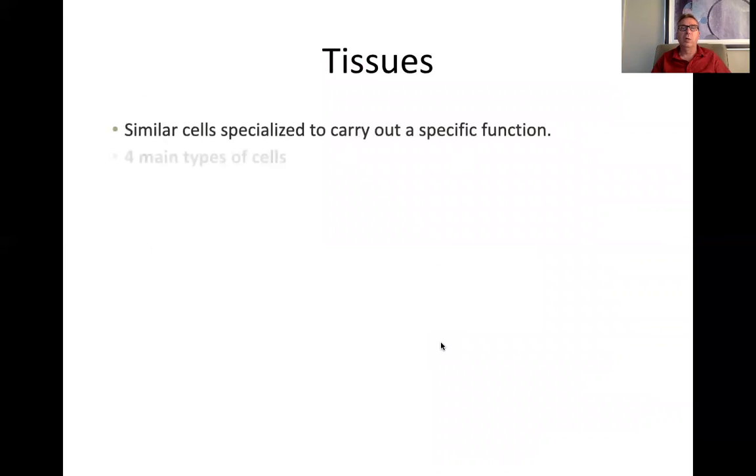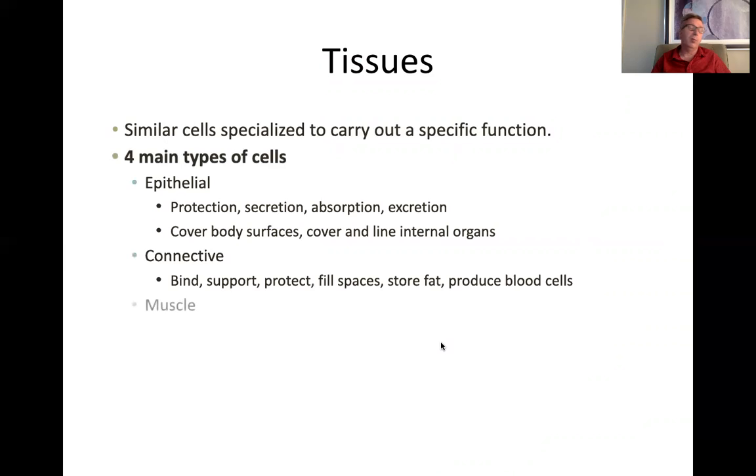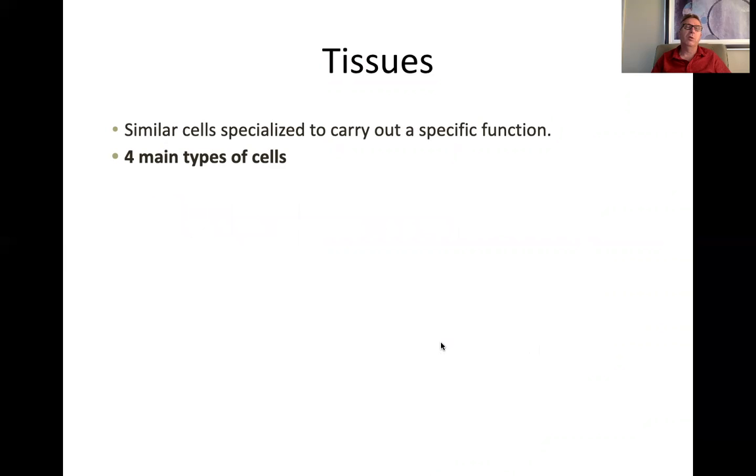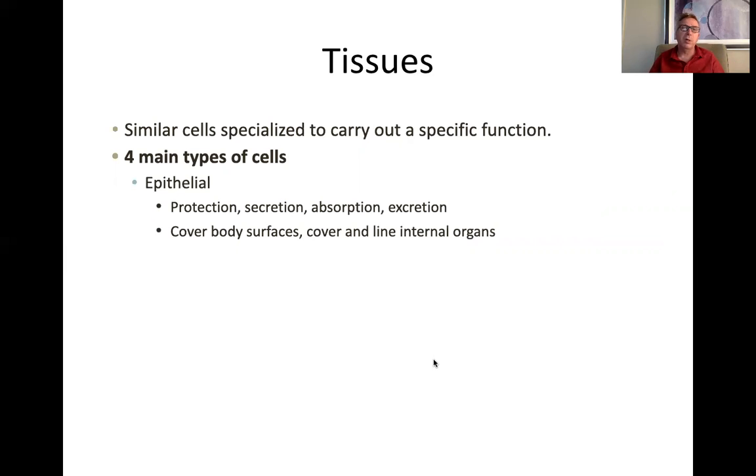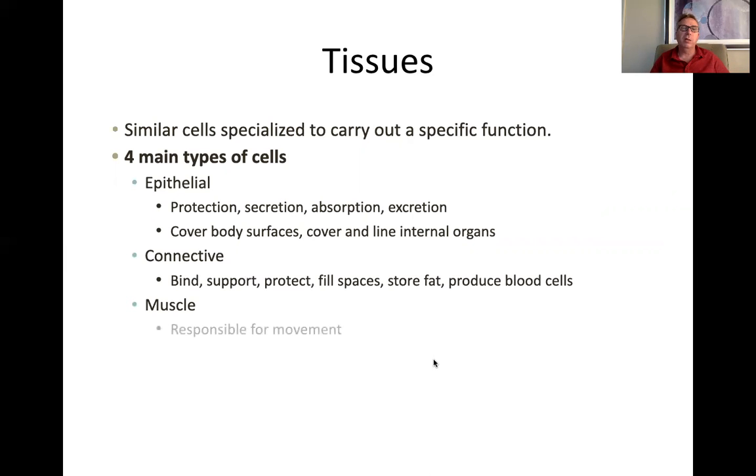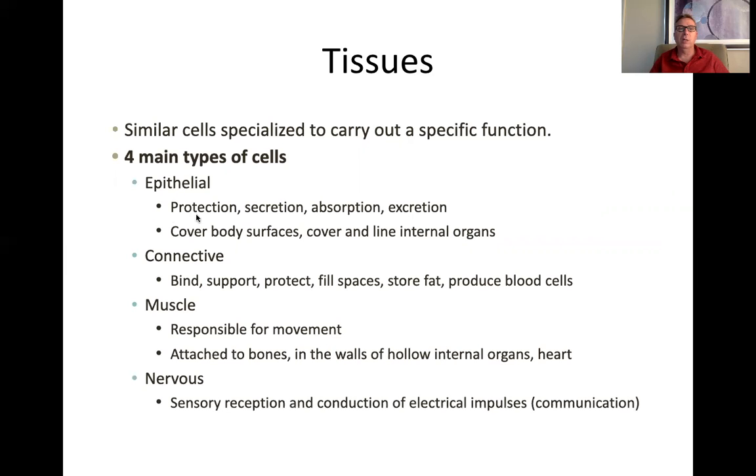Tissues, okay, so we talk about the organization of our body, right? So a tissue would be, I'll go back up so we don't go too far ahead, when you have similar cells together that carry out a specific function. So we're going to talk about 4 main types of tissues, epithelial, connective, muscle, and nervous. Okay, so epithelial is the top layer: protection, secretion, absorption, excretion. And you can find that not only on the outside, but your stomach has epithelial cells. Anything that has a covering will have some type of skin cells.